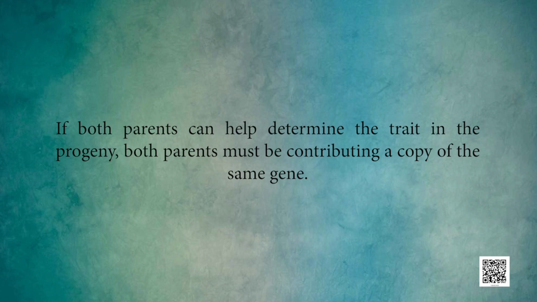If the interpretation of the Mendelian experiments we have been discussing is correct, then both parents must be contributing equally to the DNA of the progeny during sexual reproduction. We have discussed this issue in the previous chapter also. If both parents can help determine the trait in the progeny, both parents must be contributing a copy of the same gene. This means that each pea plant must have two sets of all genes, one inherited from each parent.